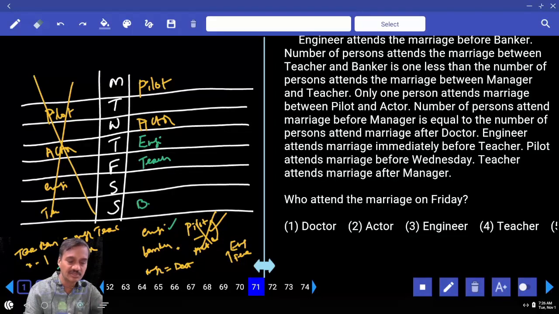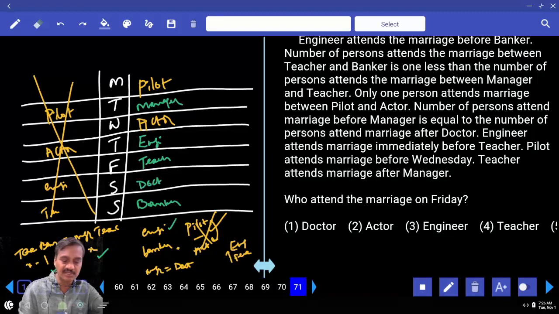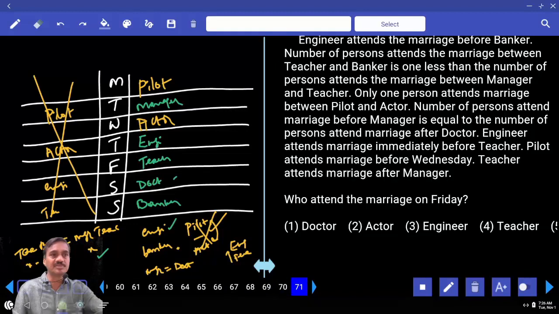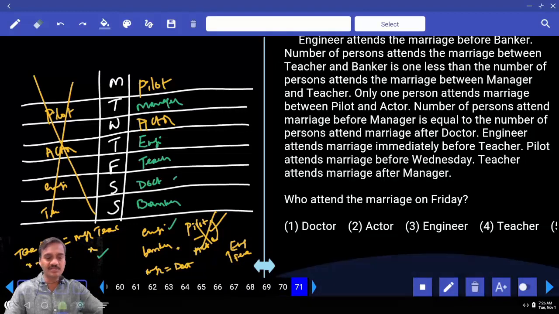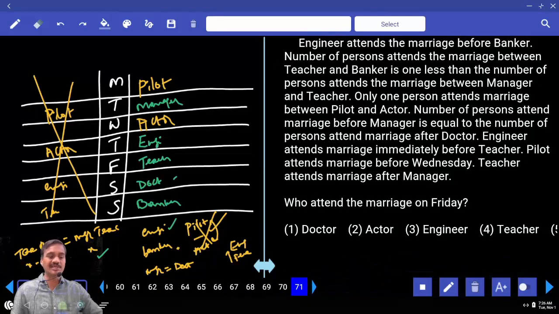బ్యాంకర్ ఈజ్ హియర్. మా బ్యాంకర్ ఇక్కడ వస్తాయి. టీచర్కి బ్యాంకర్కి మధ్యలో ఎంతమంది ఉన్నారు? 1 person. కనుక మేనేజర్కి టీచర్కి మధ్యలో ఎంతమంది ఉండాలి? 2 persons. అండ్ 2 persons అంటే మేనేజర్ ఎక్కడ ఉండాలి? మేనేజర్ ఈజ్ హియర్. నౌ ఇఫ్ మేనేజర్ ఈజ్ హియర్, హూ ఈజ్ అదర్ పర్సన్ లెఫ్ట్ ఓవర్? డాక్టర్. నౌ మేనేజర్ అండ్ డాక్టర్ ఈక్వల్ నెంబర్ ఆఫ్ పర్సన్స్. సరిపోయిందా? అండ్ వాట్ ఈజ్ ద ఫైనల్ అరేంజ్మెంట్ హియర్? పైలట్, మేనేజర్, యాక్టర్, engineer, teacher, doctor and a banker.